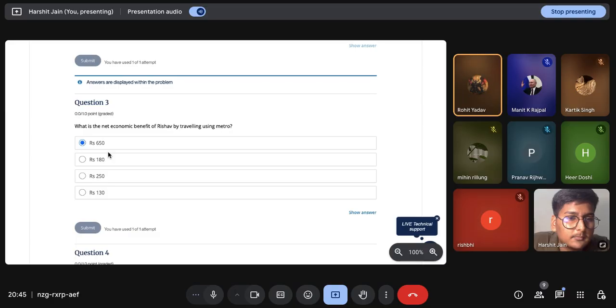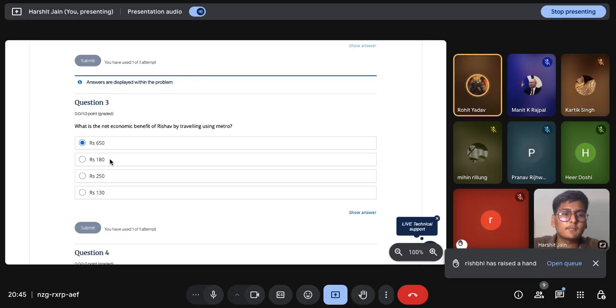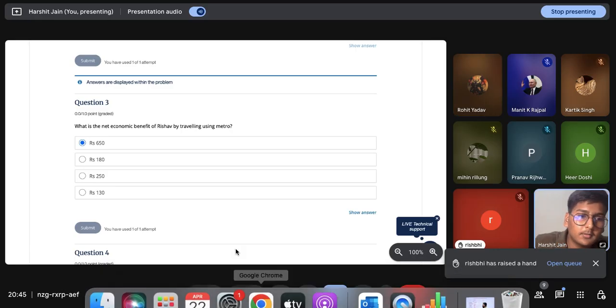650 minus 470, because you are discounting the remaining cost of the travel by bus and metro. Yeah. Okay. Isvi, what is your doubt?